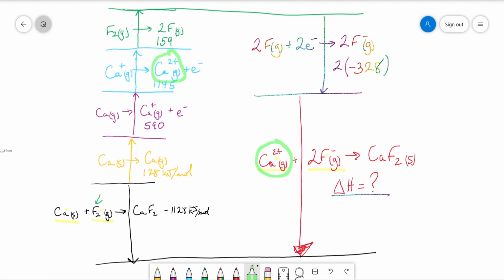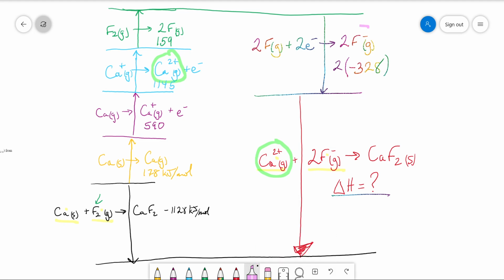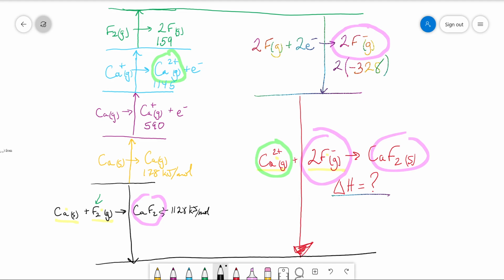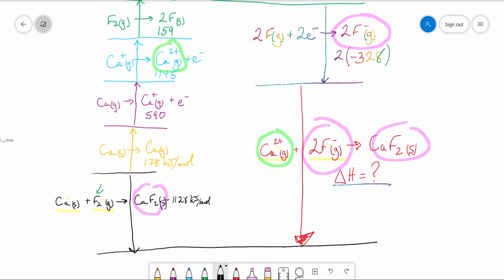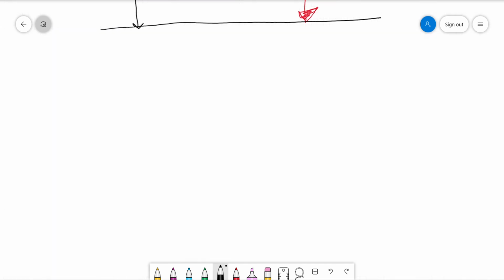Oh, and notice too, let's just make the point. We have 2F minus gas here, and we have 2F minus gas here. That's how I know I'm done. Okay, and I've made CaF2 solid and CaF2 solid. I realized I forgot to put the solid on that though. So let's go ahead and jot that down. There we go. Now what I'm going to do is add all of these guys up and figure out how to solve this problem, okay, to get the lattice energy.